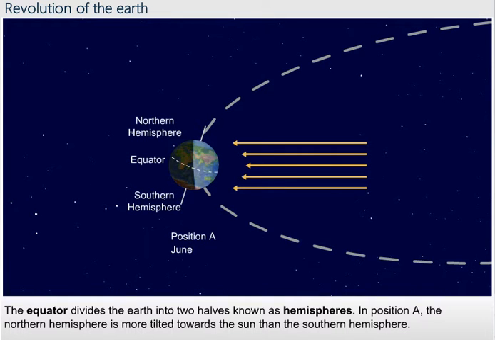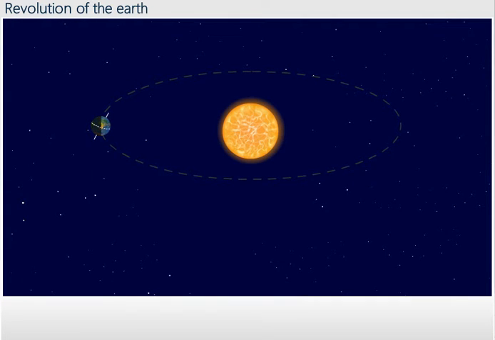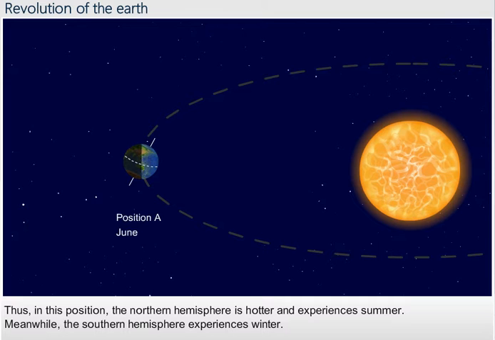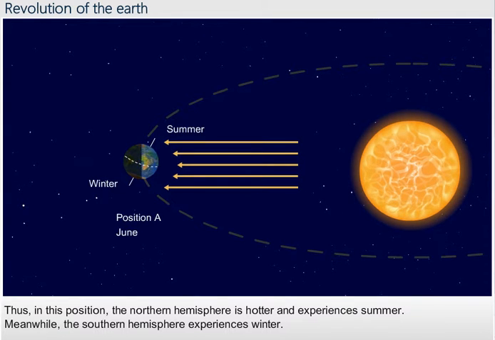In position A, the northern hemisphere is more tilted towards the Sun than the southern hemisphere. Thus, in this position, the northern hemisphere is hotter and experiences summer. Meanwhile, the southern hemisphere experiences winter.